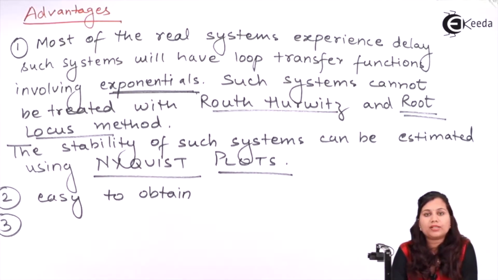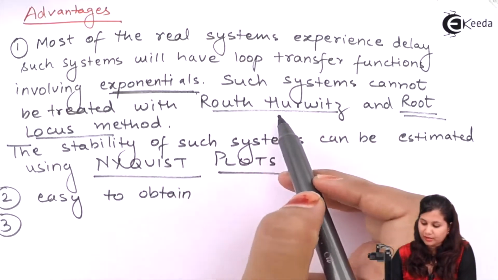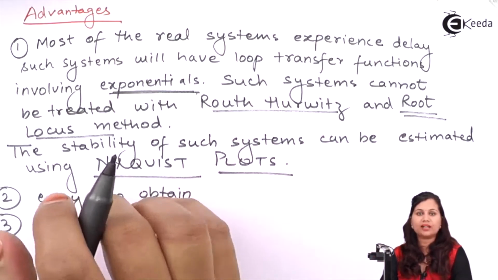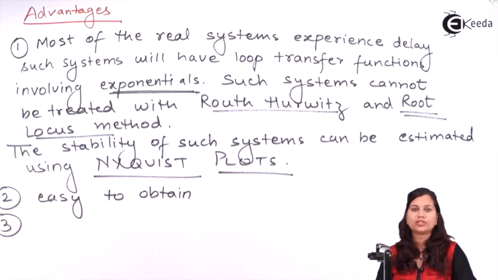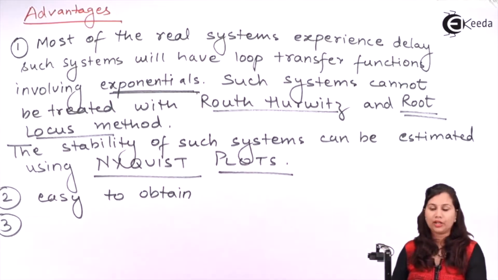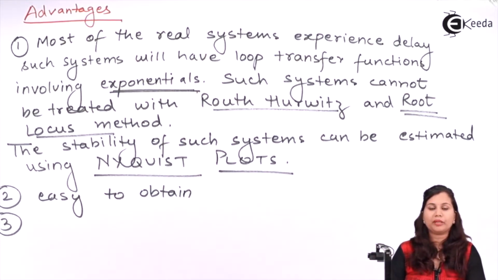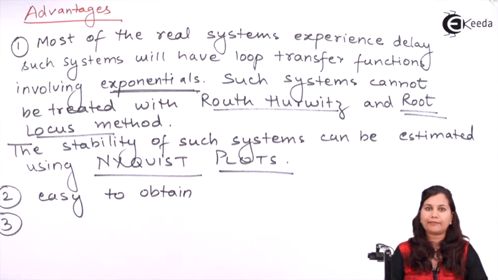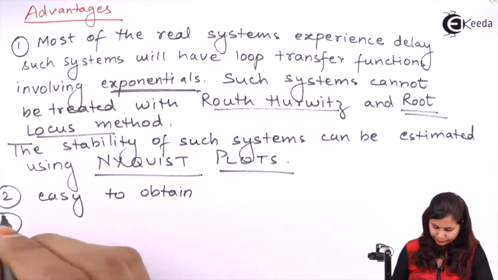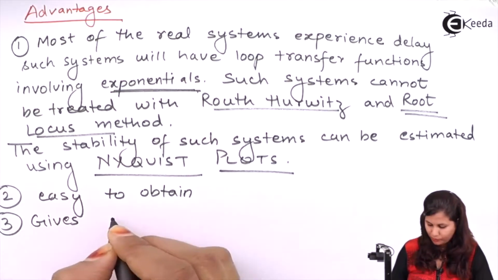Now these Nyquist plots are used to find out the stability of the system, and stability, we know, is of two types: absolute stability and relative stability. These methods, Routh-Hurwitz and root locus, just give us information about the absolute stability of the system. They don't give any information about the relative stability. So for relative stability, we can use the Nyquist plot because it gives information about both the relative and the absolute stability.